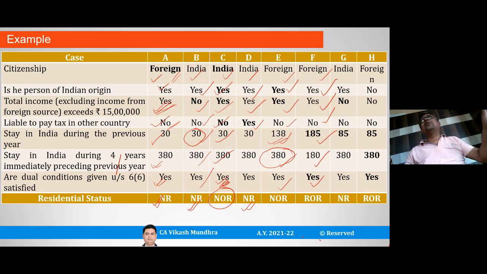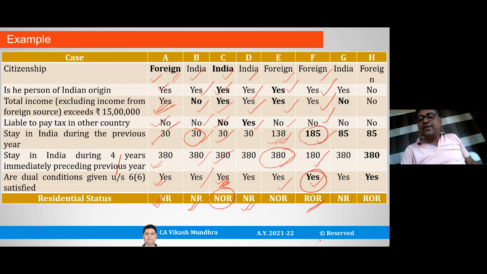Sir, you don't need to think anything here. 1A, 120, you don't need to think anything. His stay in India is for 180 days or more. He satisfies condition number one of section 6.1, that is 6.1A. He is a resident in India. Since he is a resident in India due to the condition given under section 6.1A, and he is also satisfying the dual condition given under section 6.6, hence his residential status is resident and ordinary resident. Resident and ordinary resident. Got it?